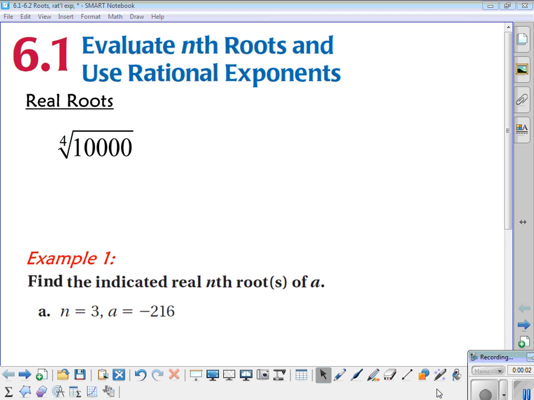All right, so we're going to go over section 6.1 and 6.2 today because this is all review of stuff from Algebra 1 for the most part. So we're going to be talking about roots and rational exponents.